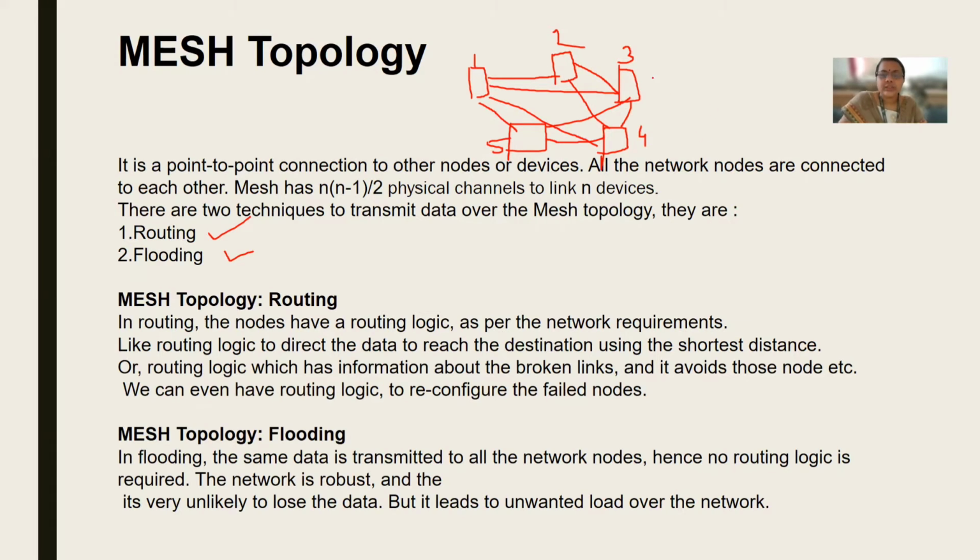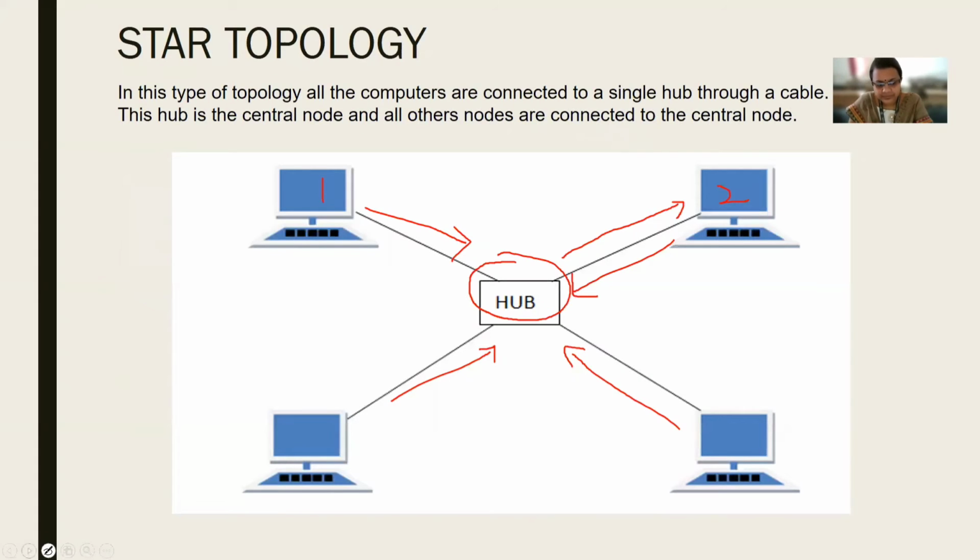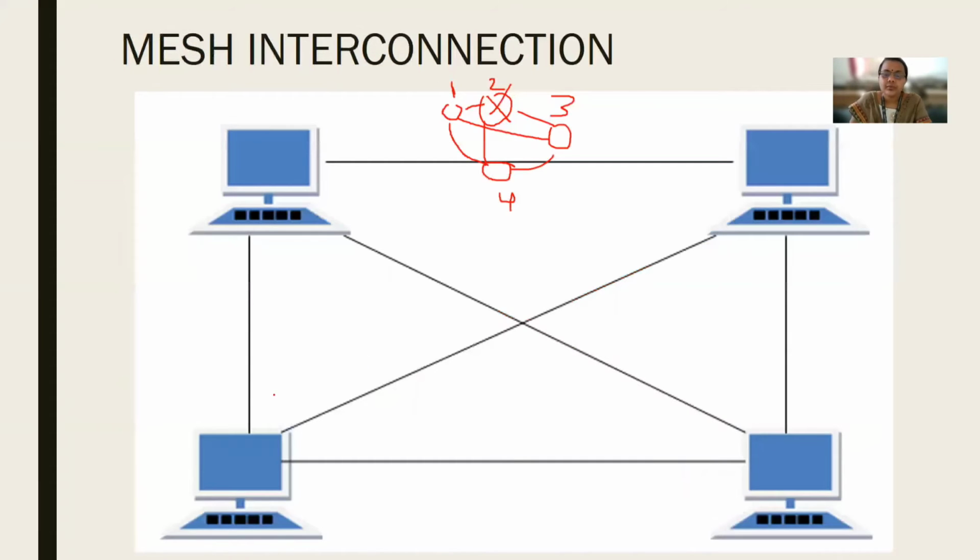So how will the network decide which route to take? For that we have routing algorithms. It will find the shortest distance. Maybe you are thinking the direct 1 to 4 is the easy way, but it is not like that. I will show you in this diagram. I want to send from here to here. We use two technologies, routing and flooding.